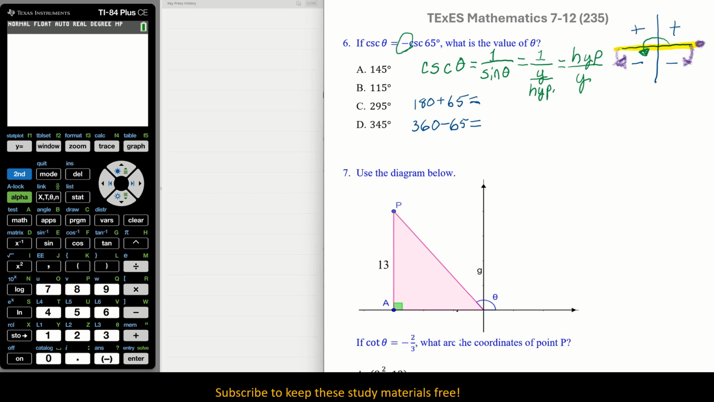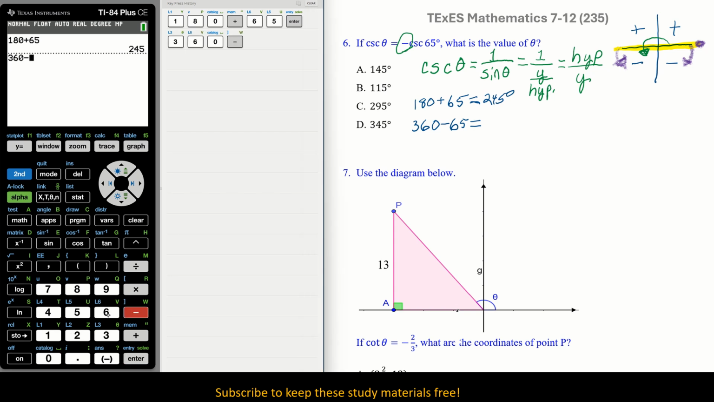Okay. All right. That being said, let's do this. 180 plus a 65. Well, that's 245, and 245 is not present. So we can't use it. Okay. So obviously, it'll have to be the 360 minus the 65, which gives us 295. Option C. Perfect. Okay. Yes. All right.